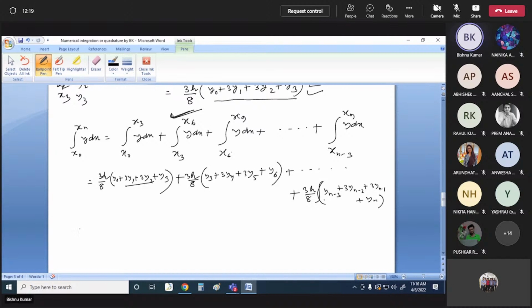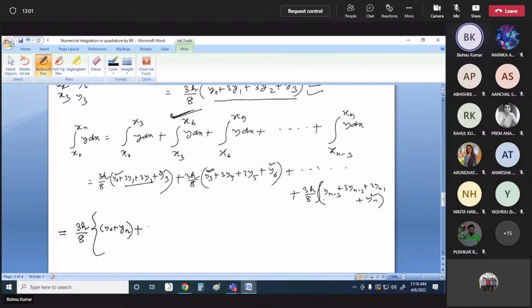After doing the rearrangement, this formula looks like 3h by 8 taken common in every term. You see y0 and yn appear only once, so you write y0 plus yn, the first value of y and the last value of y. Then y3 arises two times, once here and once here; y6 in the next term also y6; similarly yn minus 3 in the previous term also yn minus 3. So all intermediate y ordinates which are multiples of 3 arise two times.